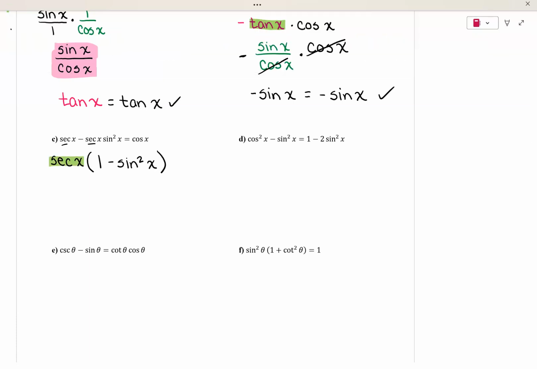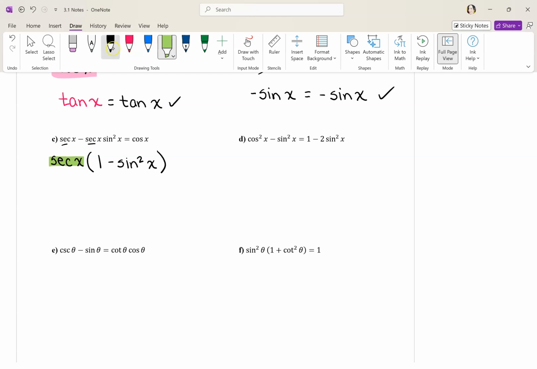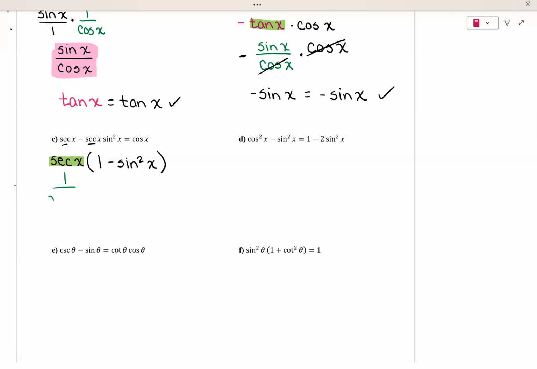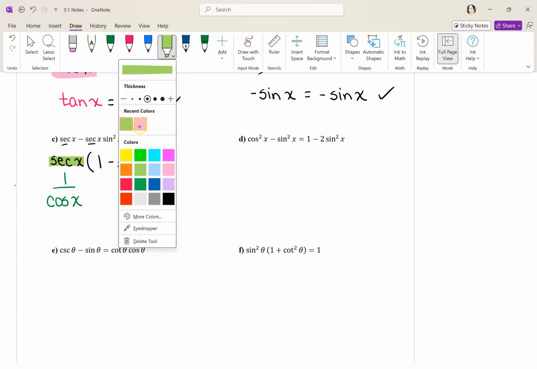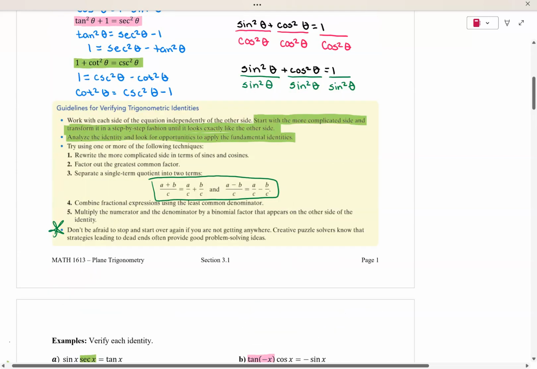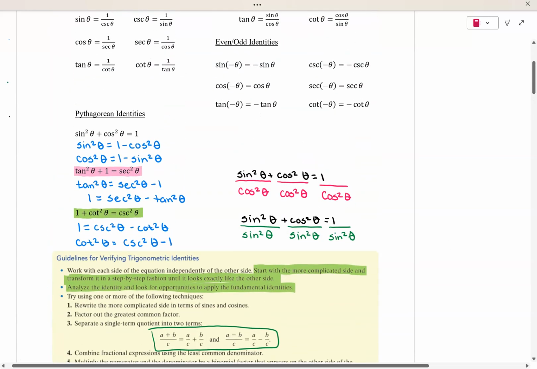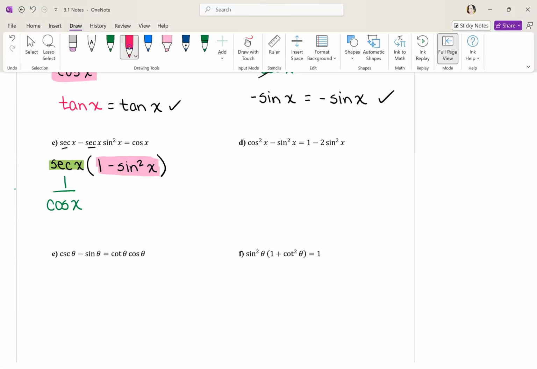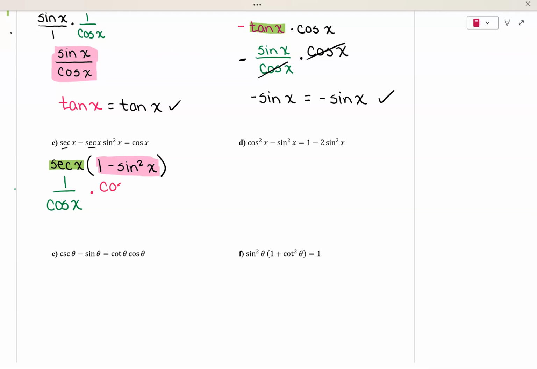One, we have a secant. So let's try changing that to 1 over cosine of x. Okay, then we just learned what 1 minus sine squared is. So if you look right here, 1 minus sine squared is cosine squared. So we're going to change that to cosine squared.